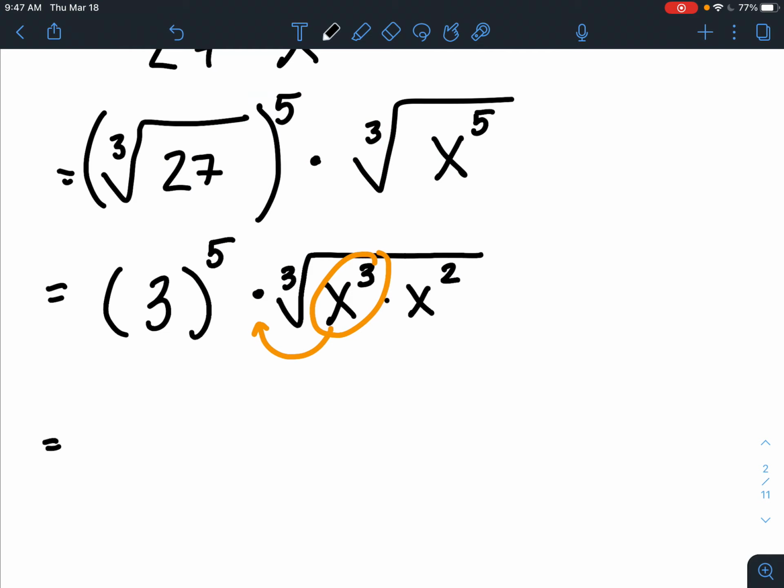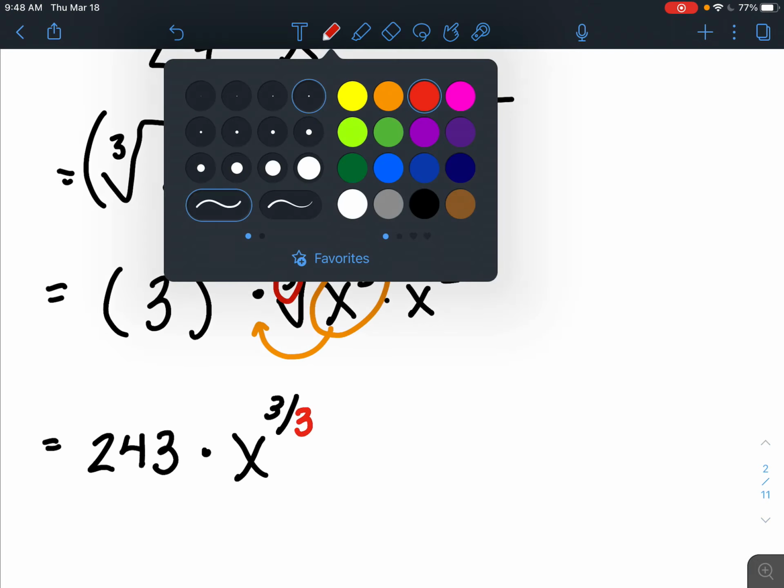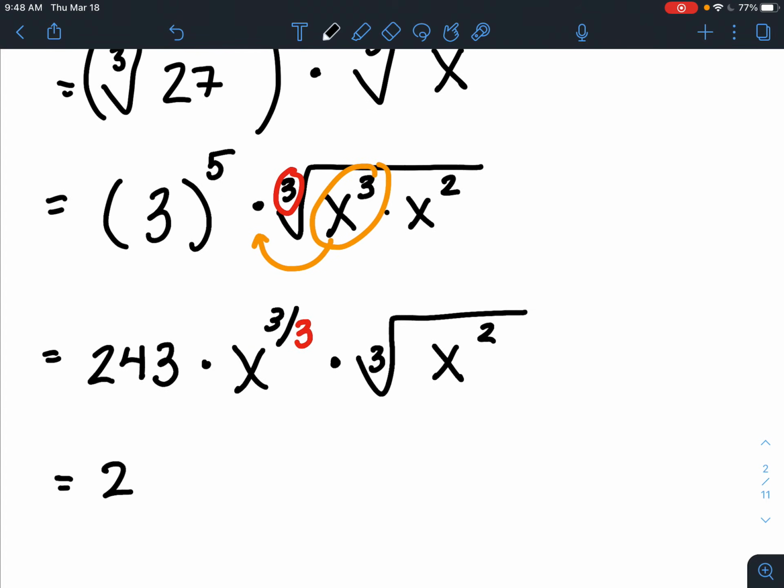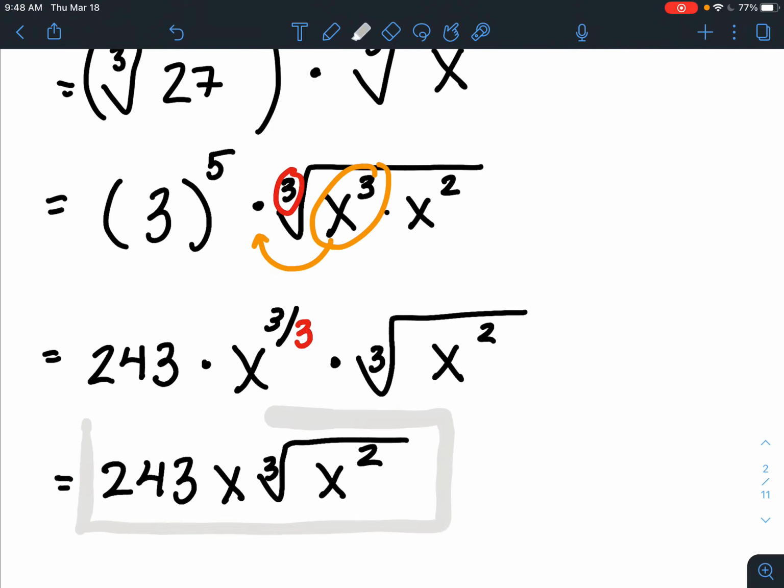So 3 to the 5th, if we use a calculator or an index chart or whatever you have there, is 243. And then when I bring out that x cubed, remember I'm going to divide it by the index of 3 that's on the outside here. And then I'm still going to have a cube root of x squared. So overall, I'm going to get 243x to the first, or just x, cube root of x squared as my final answer. So maybe that was a little bit of an easier way to think about it.